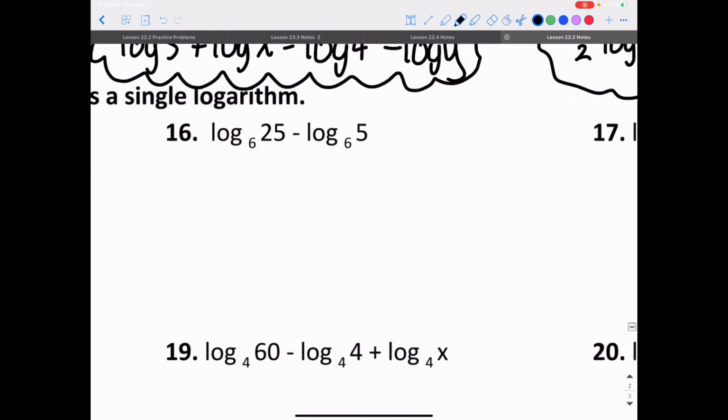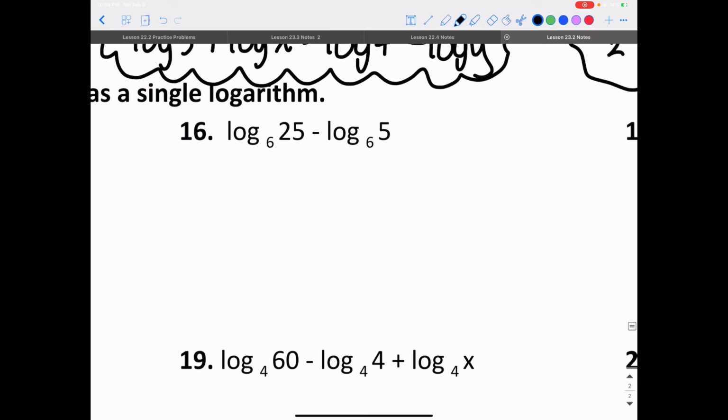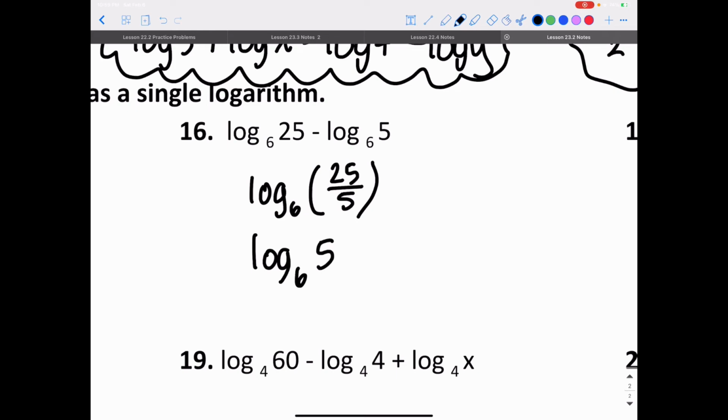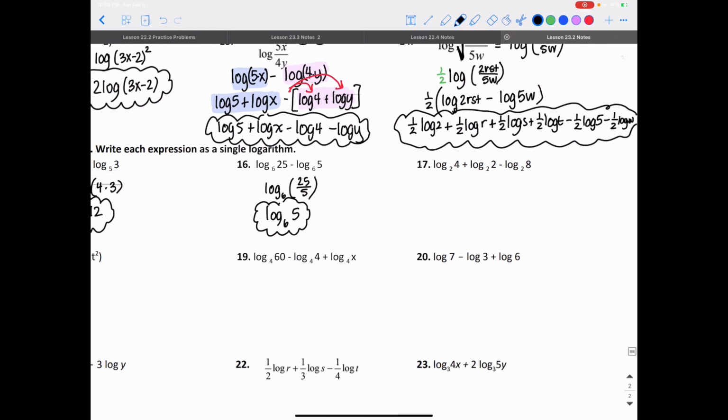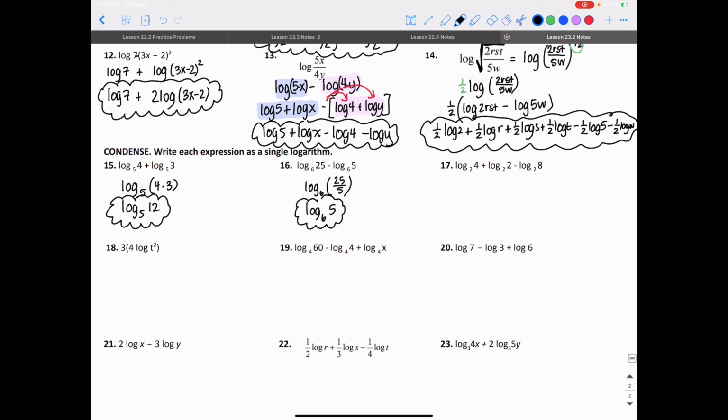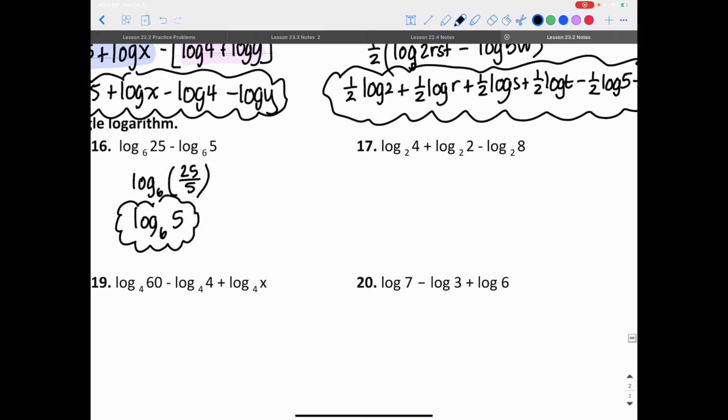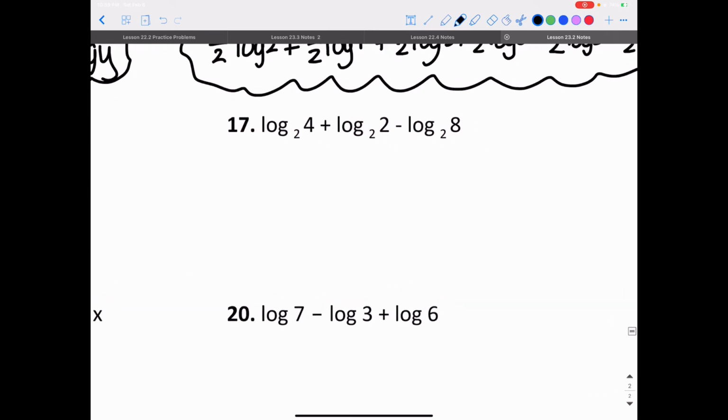For 16, I have log base 6 for both of these and subtraction in between. So I'm going to have log base 6 of 25 divided by 5. That's log base 6 of 5. And I can't simplify that further, so I'm going to leave it like that. If it asks me to round to the nearest something place, I can calculate what that is using the change of base formula in my calculator. But we're going to just leave it like that for now.